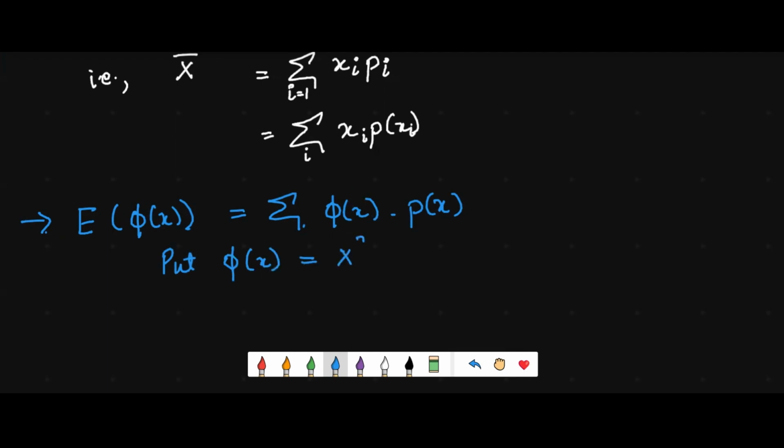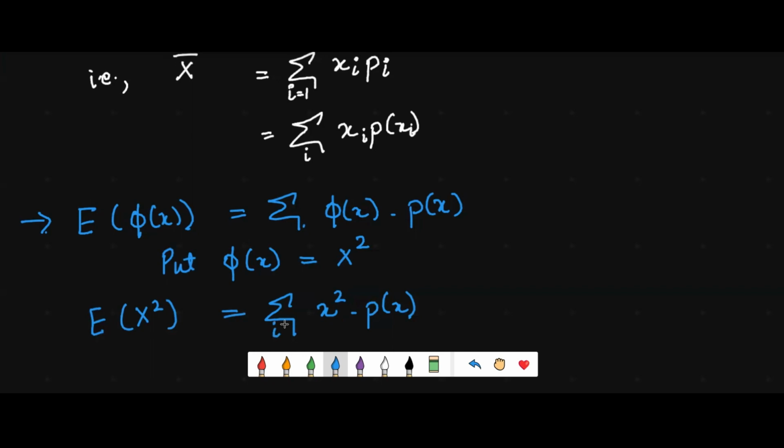Because it is a function of x, it could be anything. So I'm taking it as x square. Then what would be E of x square? It is nothing but x square into p of x. Whatever function you are given, it could be x cube, it could be anything. Then you just need to write phi of x multiplied by the respective probabilities. You just need to take the summation over i, and then you will get the final answer.